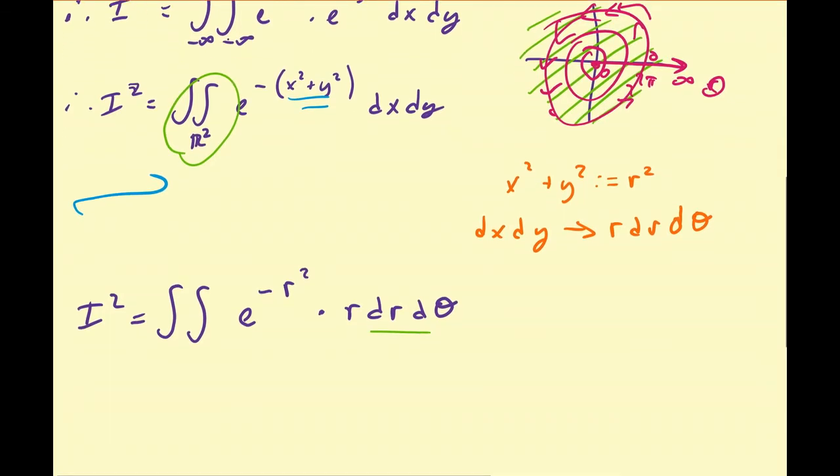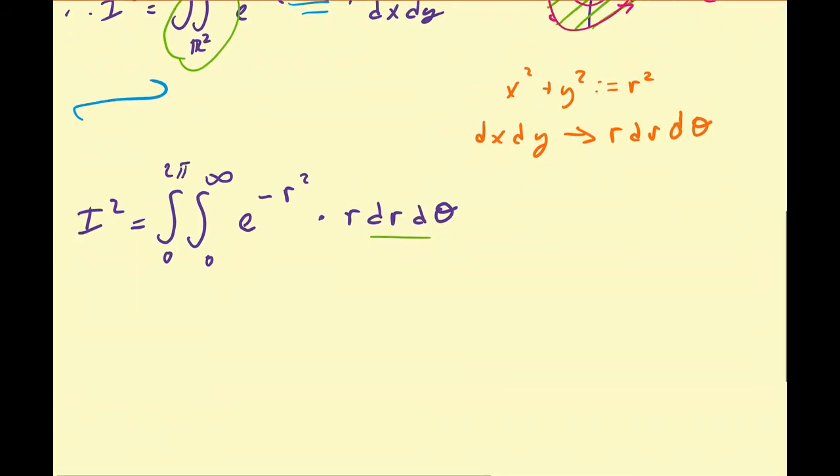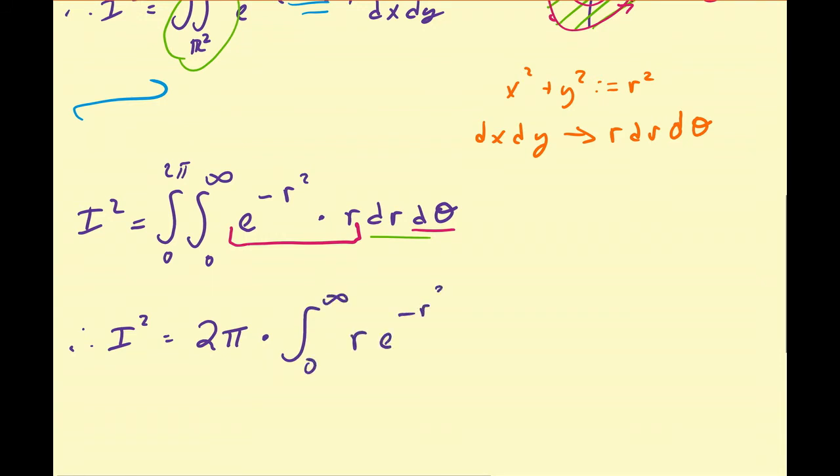So in this integral, r is on the inside, so r is going to range from 0 to infinity, and theta is going to range from 0 to 2 pi. Alright, great. So notice that this integral here does not have any thetas in it. So we can integrate with respect to theta because the integrand is just going to be a constant, and that's going to be 2 pi minus 0, which is just 2 pi. So that means I squared is going to be equal to 2 pi times the integral from 0 to infinity of r e to the minus r squared dr.